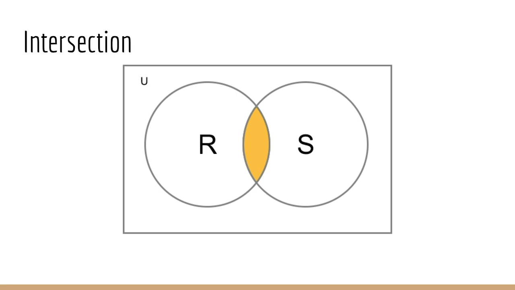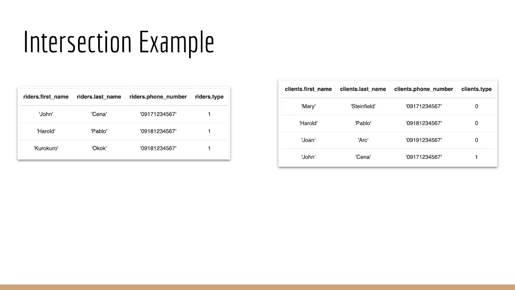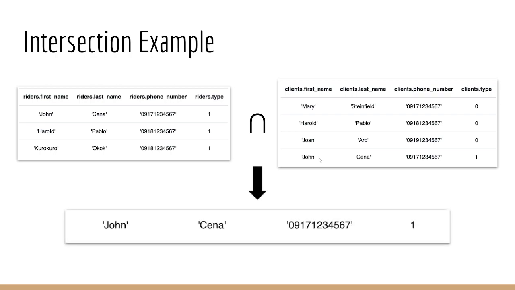So from this diagram, we can expect that the result of any intersection are the elements from R that are also in relation S, whereas duplicates are also removed. Let's take a look at the example. Let's use our example from earlier. If we execute the intersection on these relations, it will yield John Cena only, because John Cena is the only record present in both relation riders and relation clients, as per the definition of intersection.